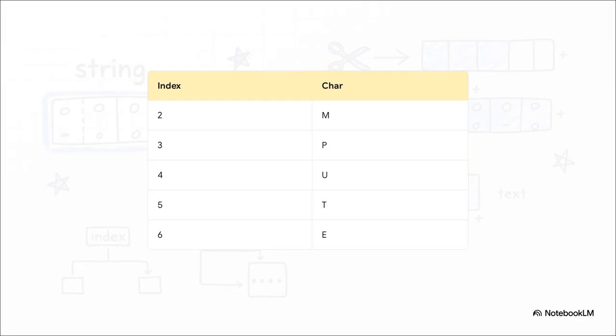So we have the word computer mapped out here with its index numbers, 0 through 7. Say we want to extract a slice using the code text[2:6]. Okay, we start at index 2, which is the letter M, and that is included. We grab the P, the U, and the T at index 5. Then we hit index 6, the E. And since our end is excluded, we stop right there. The resulting substring is perfectly sliced as MPUT.